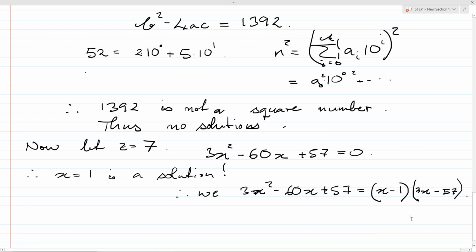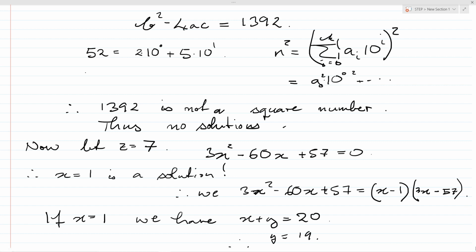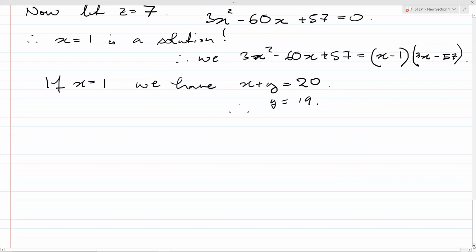So now what we have to do is find y. We know z, so we have to find y. If x is equal to 1, we have that x plus y is equal to 20, therefore y is equal to 19. So we get the triple, and the only triple which solves this equation which we wanted to solve is x equal to 1, y equal to 19, and z equal to 20.